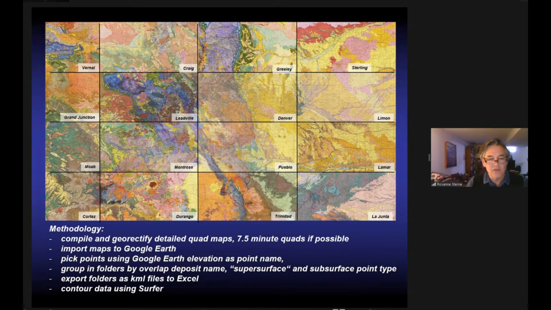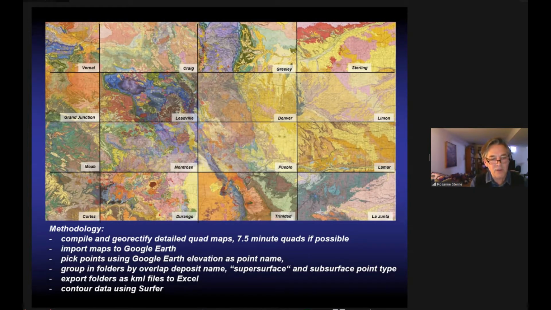And I do that by just hovering my cursor over a contact, say a base of onlap, and Google Earth shows me an elevation for that point. And then I save that point using the elevation as its name. Then I can group those points into folders by different overlap deposits. So I've kept track of, if I'm using Miocene basalts, I'll have a folder for that. If I'm using the base of the Wall Mountain Tuff, I'll have a separate folder for that. And then, of course, I have folders for my supersurface points and for my subsurface points.